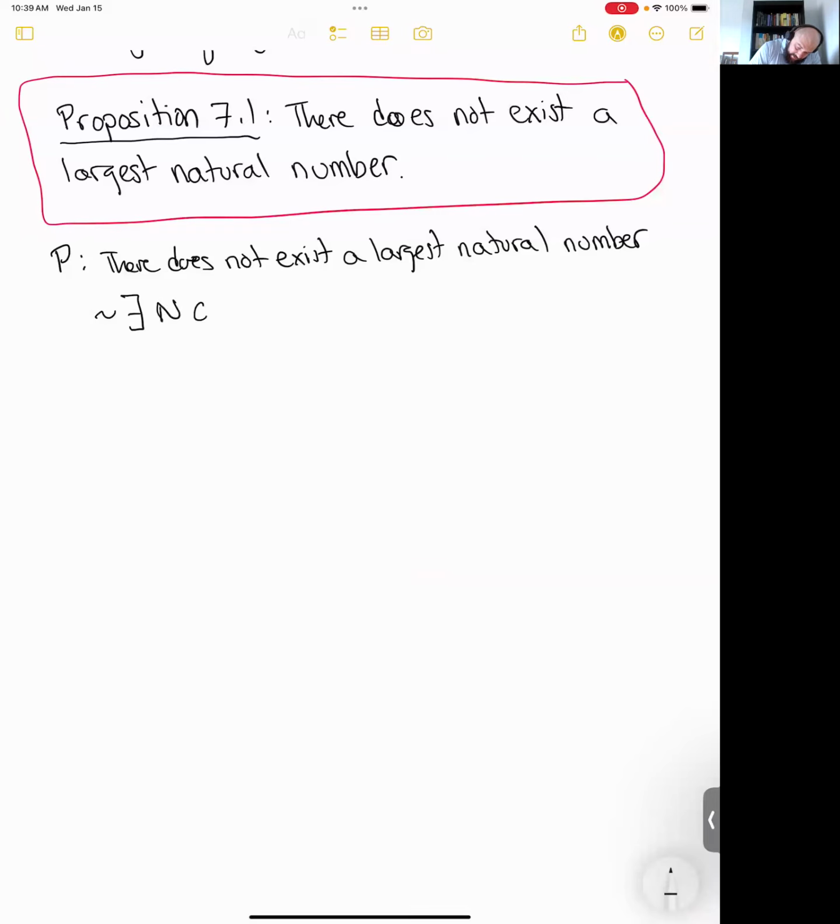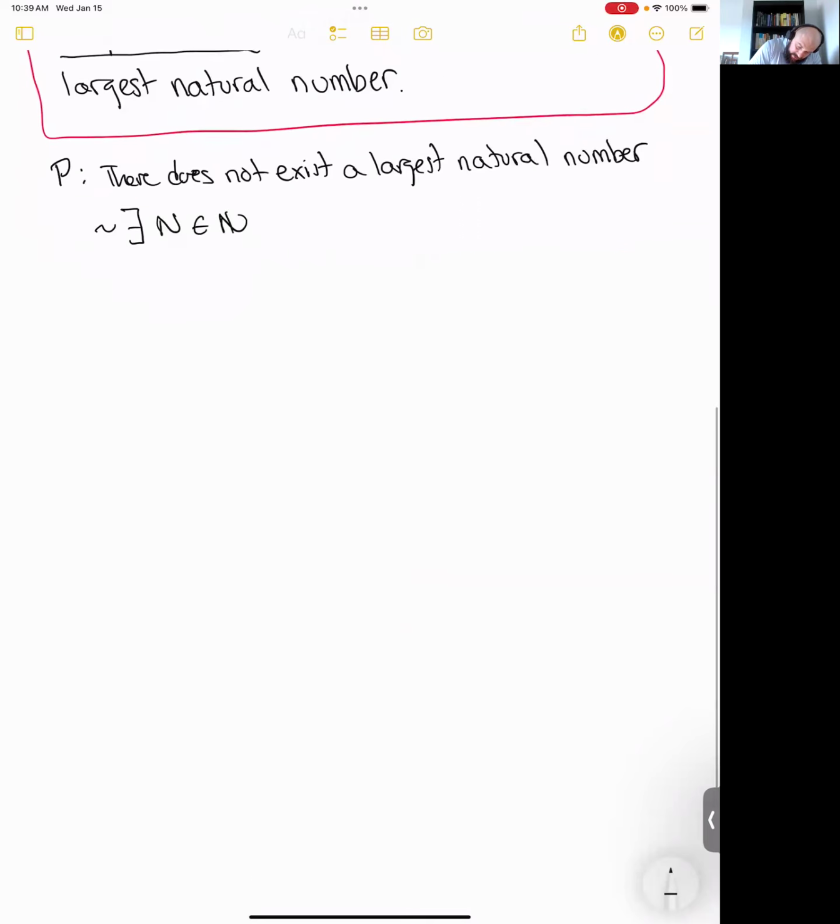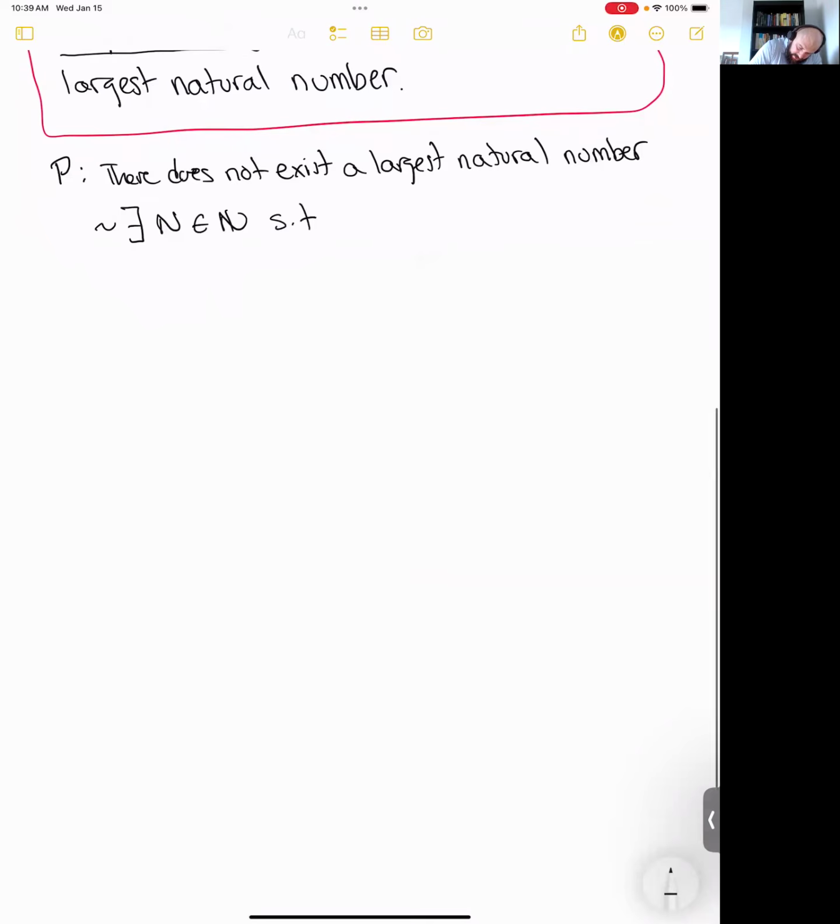Let's call it capital N in the natural numbers such that now we have to somehow quantify what it means to be largest. So now we need another quantifier. So such that for all little n, which are also natural numbers, n is always less than or equal to capital N. If I take away the not, then this would say there exists a capital N, a natural number, such that for all other natural numbers, little n must be less than or equal to capital N, which would mean that there is a largest one. But I'm saying that there does not, so we put a not in front. And so this is the statement P.